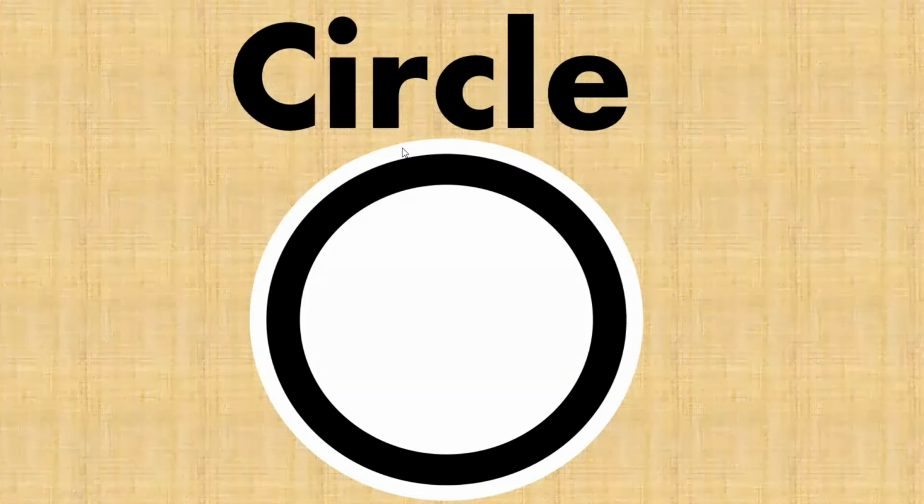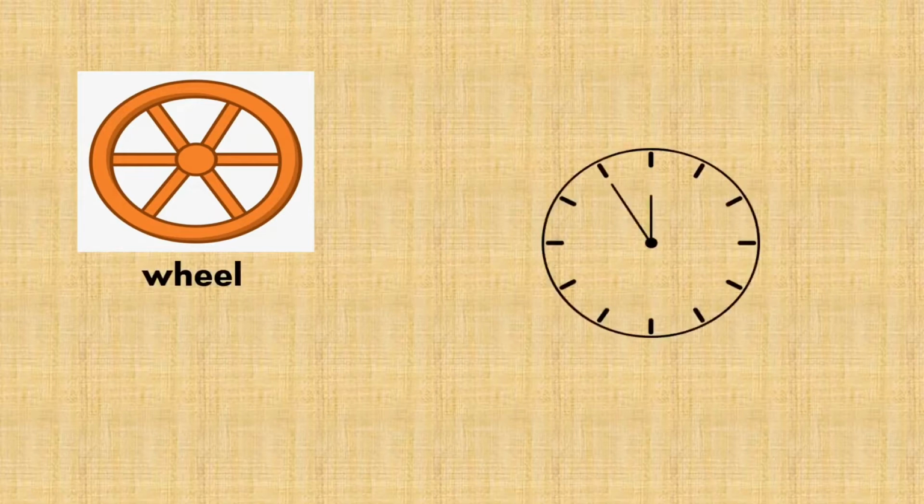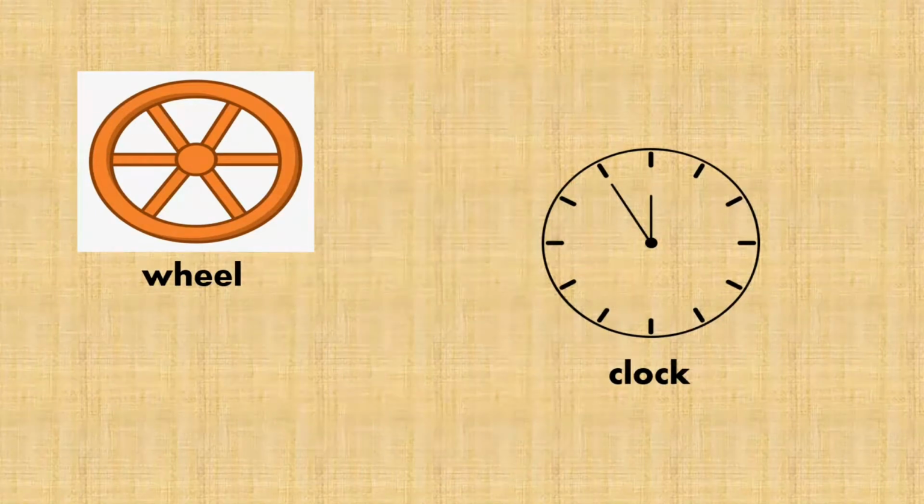So after identifying the shapes, I'll give you an example. Some objects that have the same shape, like the first one. Let's try circle. This one is, yes, it's a circle shape. This one is a wheel. Next one we have, what's this? This is a clock. Okay, both of the objects, they are circle: wheel and clock.